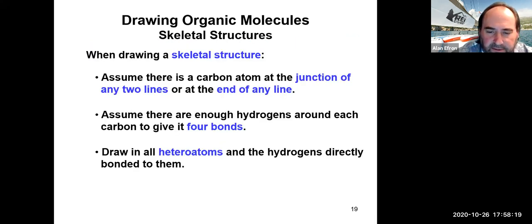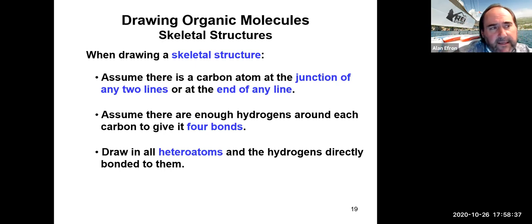So the skeletal structure is another way, sometimes people call it line structure. I personally call it line structure, but skeletal structure is the same idea here. Pretty much wherever a line ends, if there's nothing written there, it's assumed to be a carbon. If two lines come together, that's assumed to be a carbon.